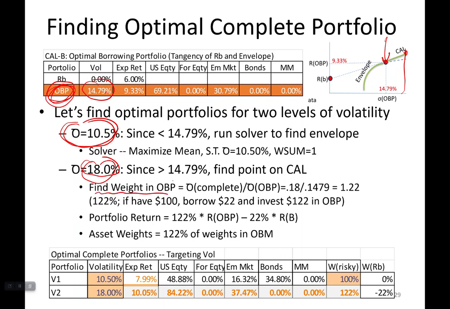My weight in the optimal borrowing portfolio is going to be the total standard deviation in the complete or combined portfolio. That is our targeted vol. That's going to be the 18%. My total vol is going to be 18. And divide that by the vol of the optimal portfolio, 14.79. So 18% divided by 14.79 is 122%.